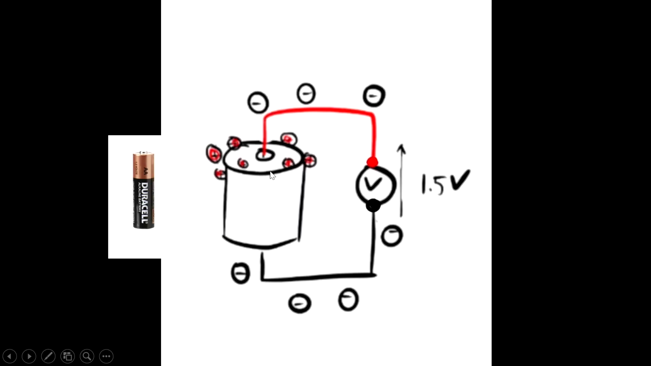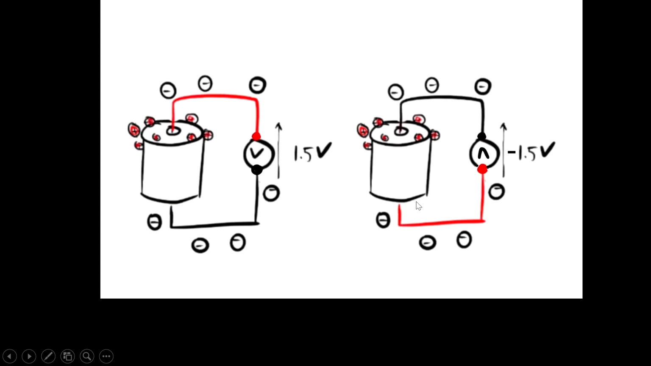If you connect your battery and your voltmeter this way, the electron is going to enter the voltmeter from this black end, which I call the reference end, and then exit through this red end, which I call the measure end, and then you are going to get a positive voltage. However, if you connect your voltmeter the other way, the electron is going to enter your voltmeter from the measure end and then exit from your reference end, and you get a negative voltage.